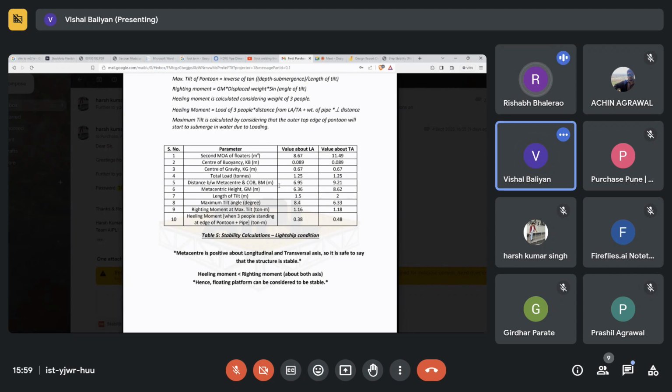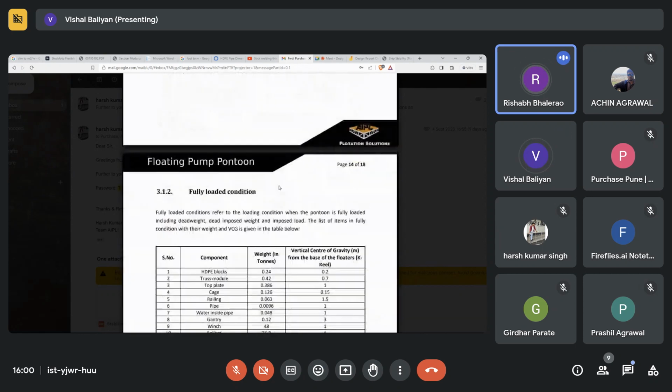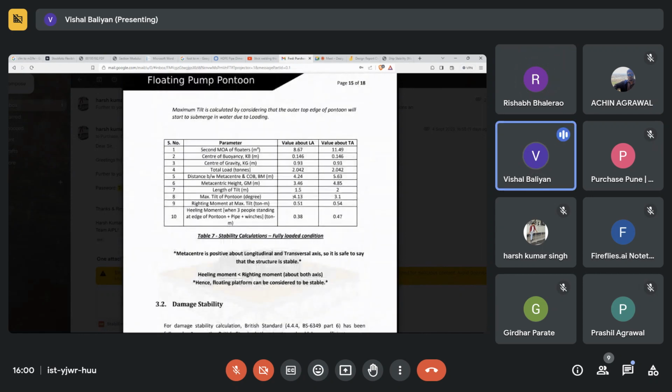Yes, I'm audible. So what we found out is they have done the calculations for the fully loaded condition, maximum tilt angle of the pontoon. For the fully loaded condition, it is coming as 4.13 degrees. So how does it change so drastically for your light ship condition? Can you please justify or shed some light on this?